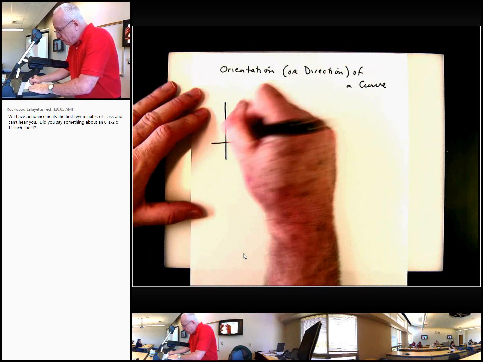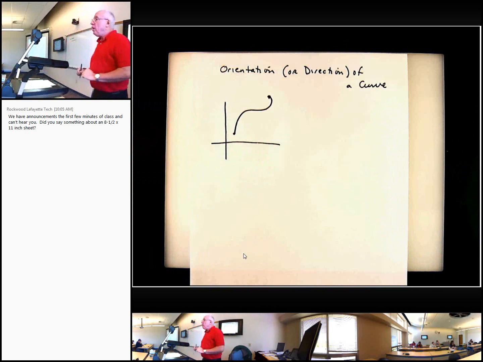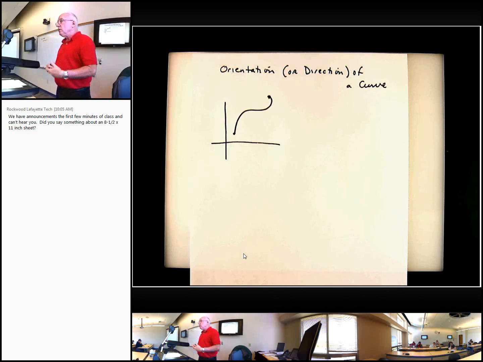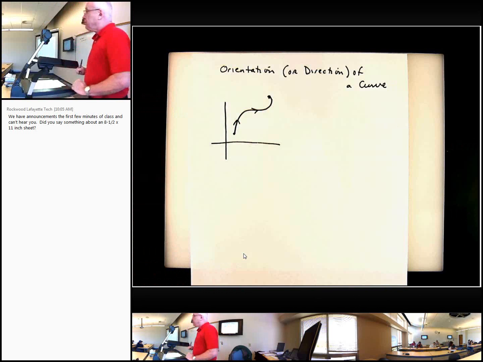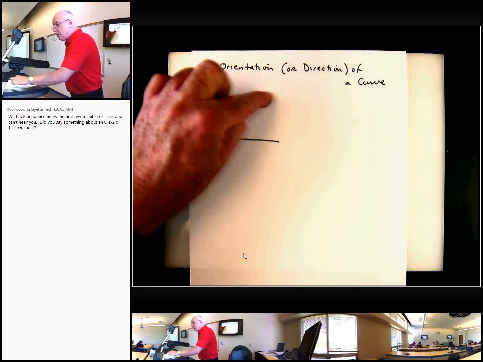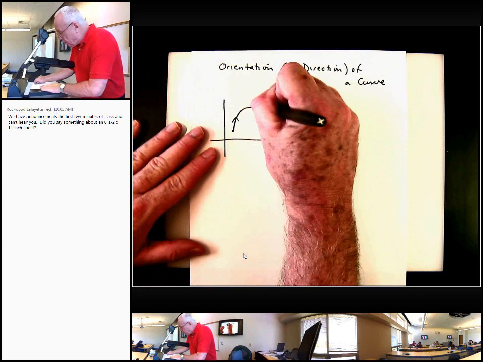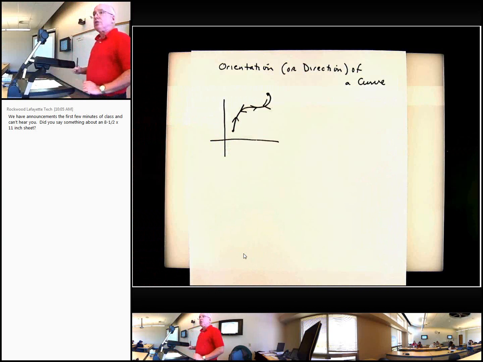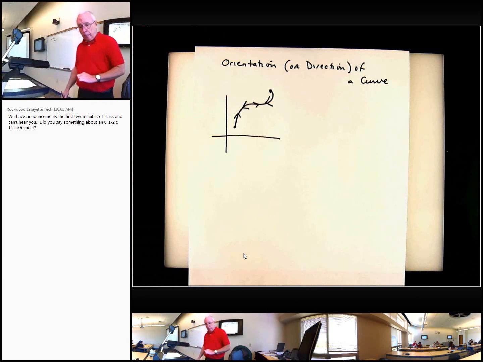Now, say we have a curve that starts here and ends here. Well, there are two different ways we can, shall we say, walk along this curve. We can walk along this curve in that direction, going from there to there, or we can walk along the curve in the reverse direction, starting from there and going there, all right?